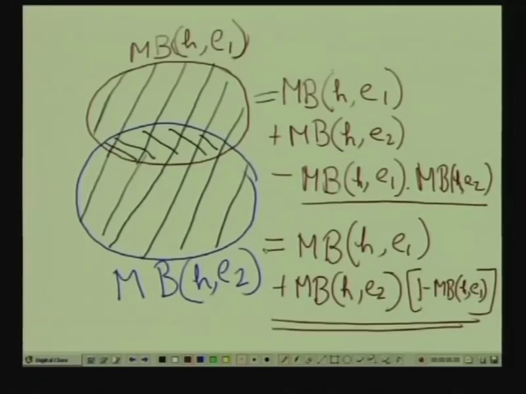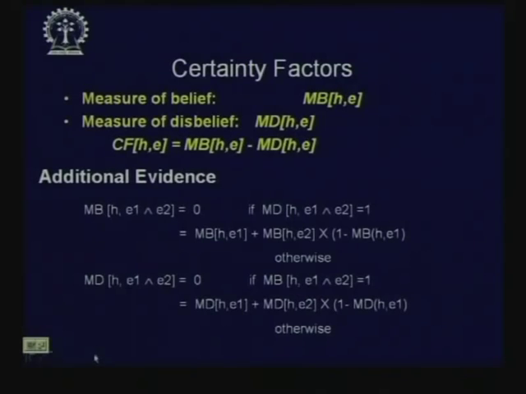That is the expression. Therefore, let us go back. So, this is the formula. Look at this formula carefully. Now, similarly, the measure of disbelief MD of H given E1 and E2 will be 0 if the measure of belief is 1. Otherwise, it will be MD H E1 plus MD H E2 times 1 minus MD H E1. Okay.